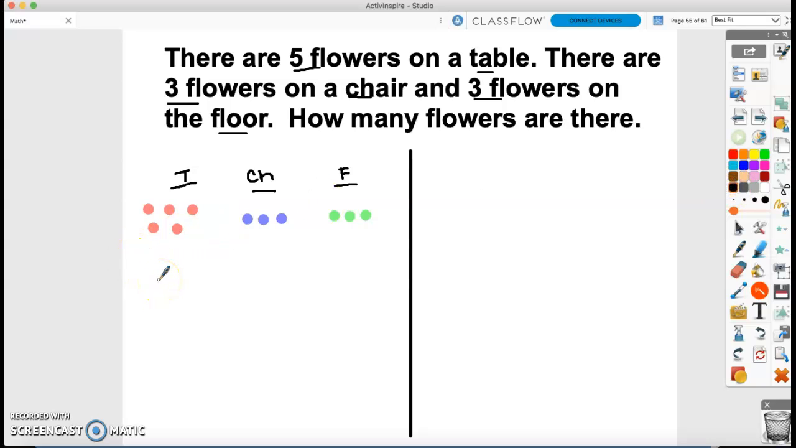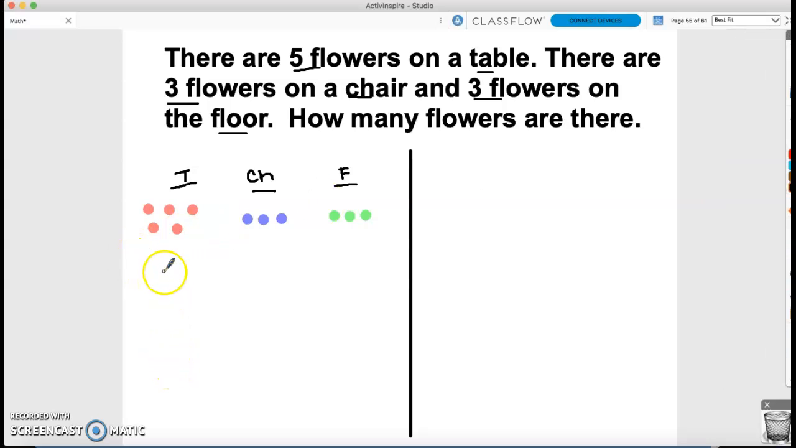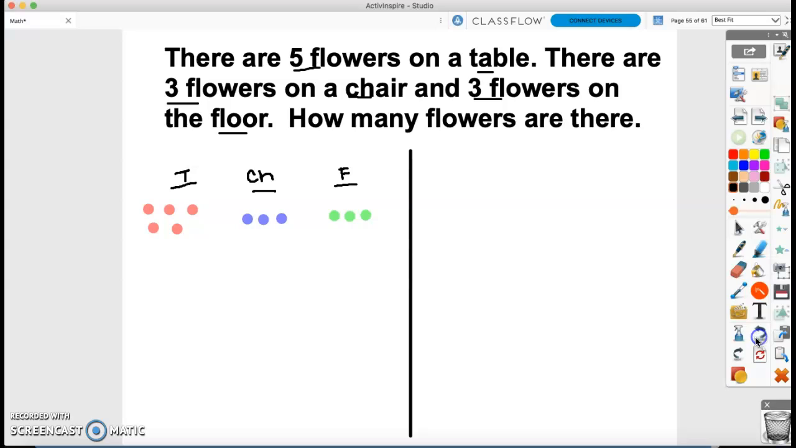So, I know that I have 5 flowers on the table, plus 3 flowers on the chair, plus 3 flowers on the floor. And we want to know how many flowers there are altogether. So I'm going to look up and try to figure out an easy way to add.